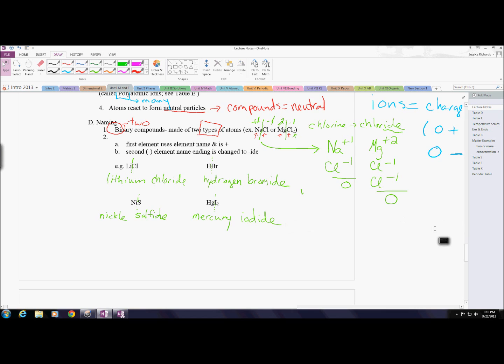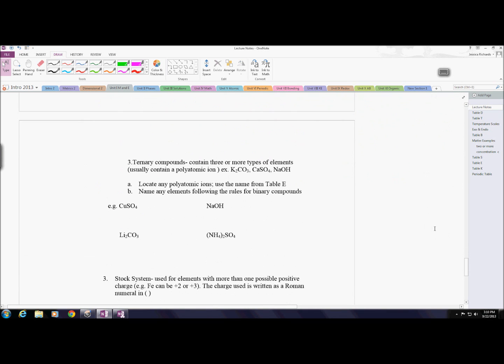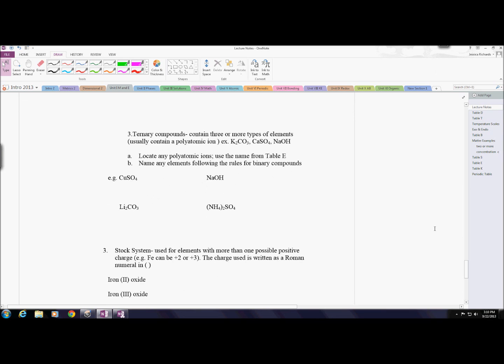The next category of compounds are ternary compounds. Ternary compounds contain 3 or more types of elements. So the easiest way to pick out a ternary compound is to again count capital letters. Capital K, capital C, capital O, 3 capital letters, this is a ternary compound. Capital C, lowercase a, capital S, capital O, 3 capital letters, ternary compound. Capital N, lowercase a, capital O, capital H, 3 capital letters, it's a ternary compound.